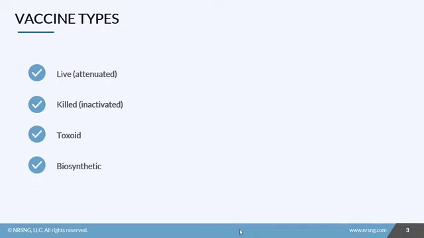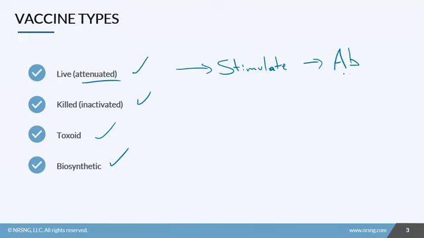There are 4 different types of vaccines. You have live, killed, toxoid, and biosynthetic. Live, or attenuated, vaccines work by taking live snippets or little pieces of the bacteria, which are actually in the vaccine. By doing that, it stimulates an immune response, and you create something called an antibody.